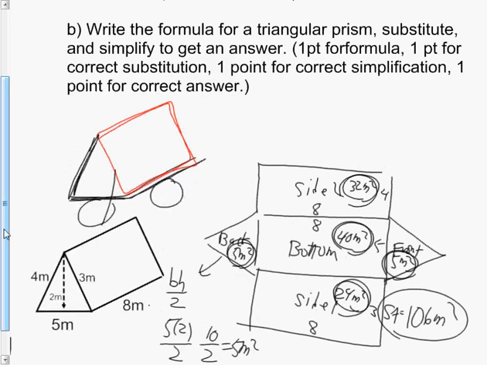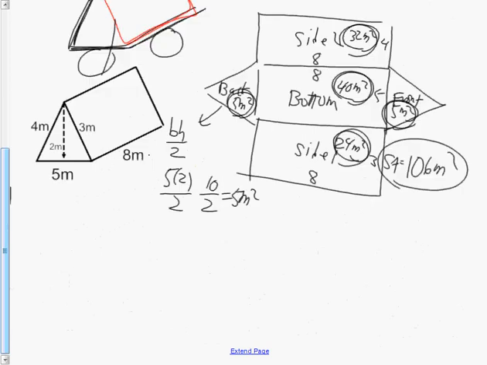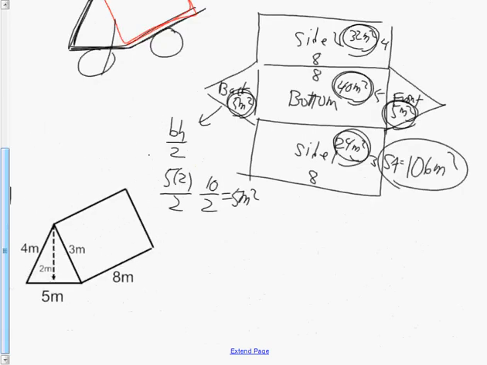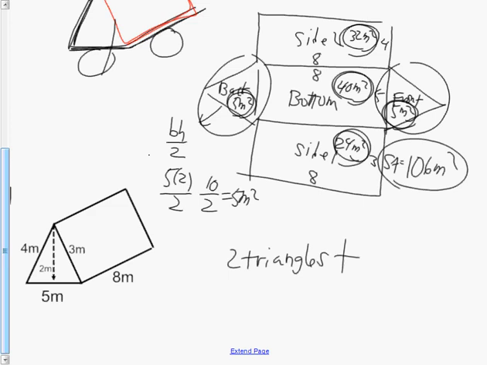So the second says write a formula to get the area of the triangular prism. So for this one, we have to think about what that net is showing us. So the net really has two triangles and three rectangles. So it's really two triangles and three rectangles that make up the total surface of a Toblerone bar or a triangular prism. So two triangles would be 2 times base times height divided by 2.